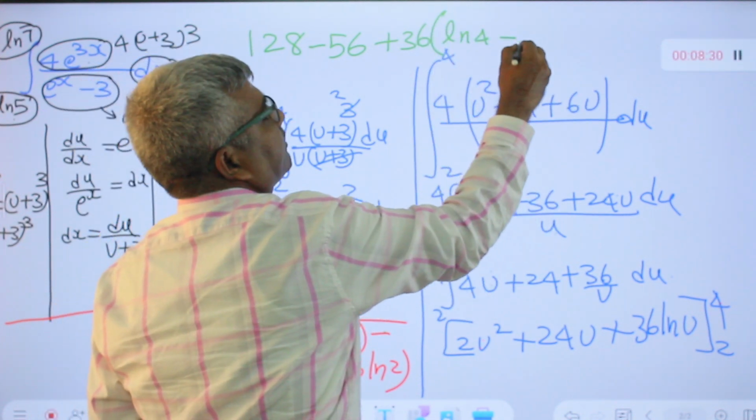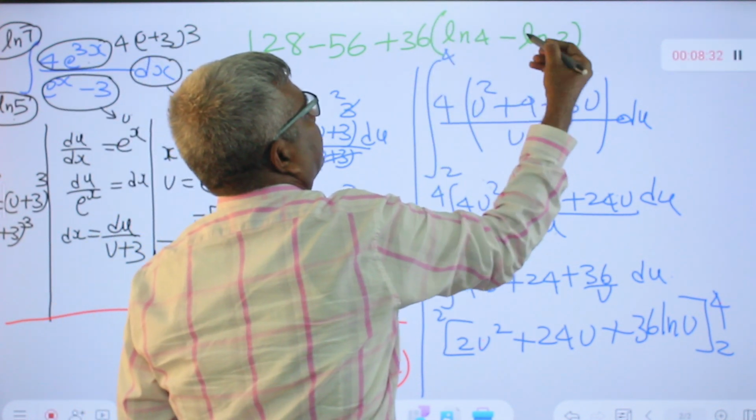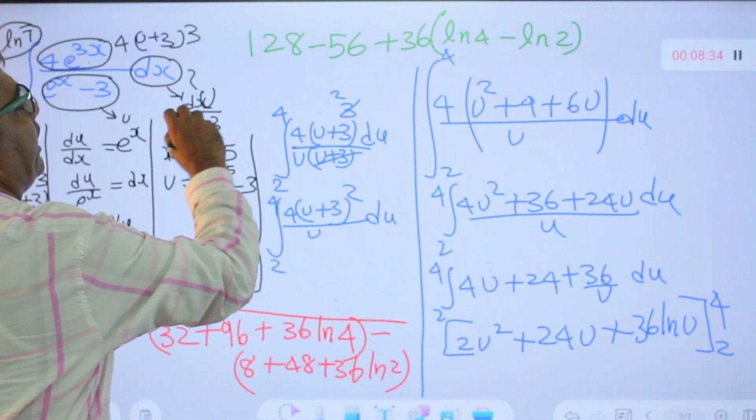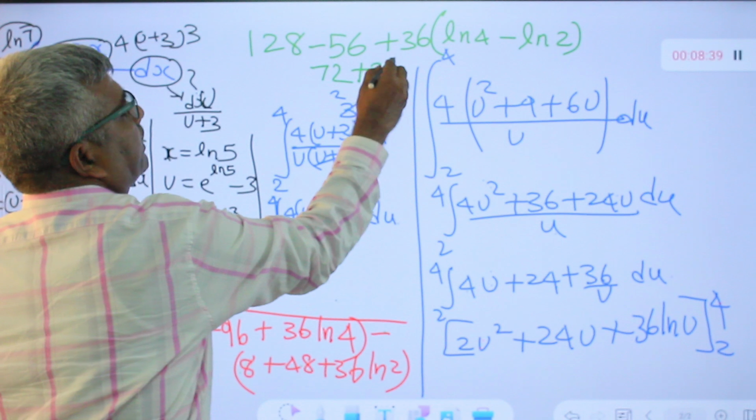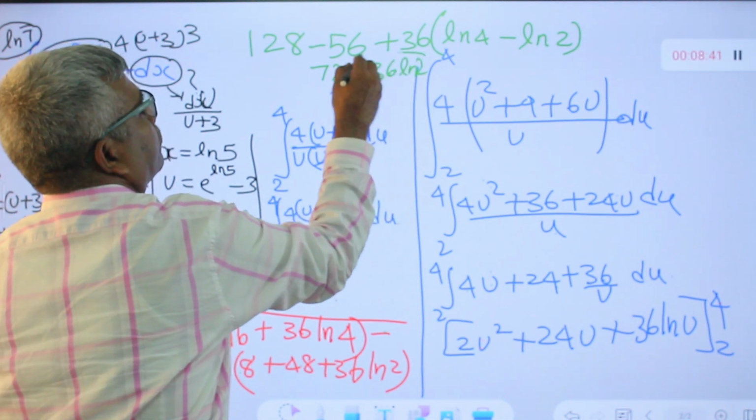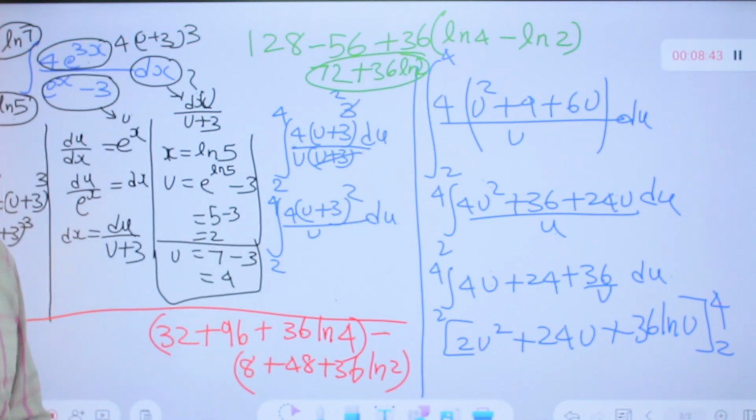I am taking 36 out: ln 4 minus ln 2. 128 minus 56 is 72. 72 plus 36 ln 2. This is the answer: 72 plus 36 ln 2. Copy down.